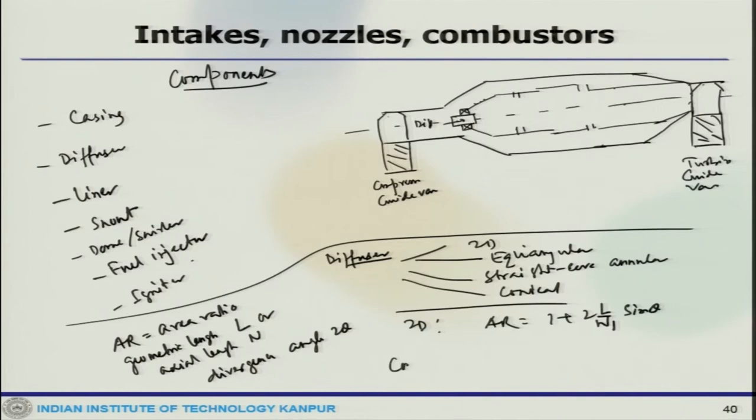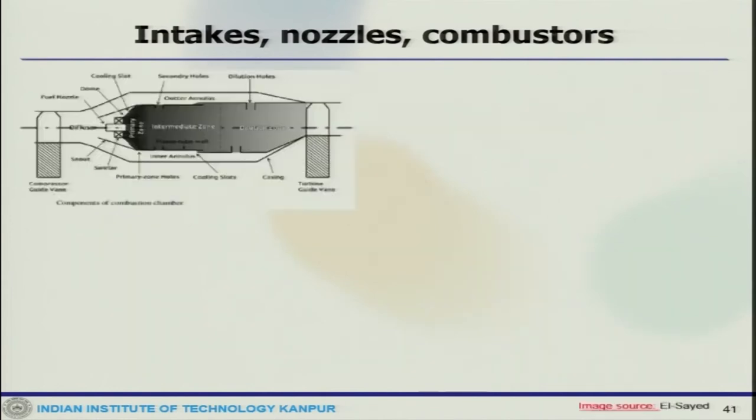For conical, AR is 1 plus 2L by R1 sin theta plus L by R1 sin theta whole square. For annular, the area ratio is delta R2 by delta R1. So this is the schematic that I was trying to draw, and AR is delta R2 by delta R1, where delta R1 is the annulus height at the diffuser inlet.